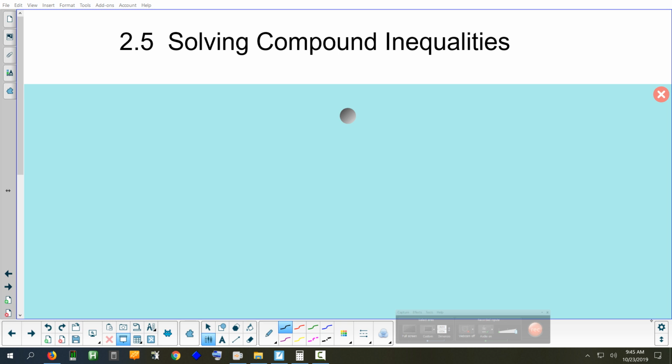All right, so the second to last section we're going to look at this week is 2.5, and we're still solving inequalities. It's just that the kind of inequalities we're going to solve are called compound, right?